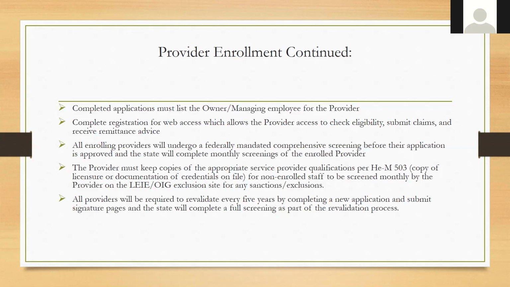All providers also are required to revalidate every 5 years, as I said, by completing a new application and submitting signature pages, and then we complete the screening. Now, if you are an enrolling group provider and you've given us the owner and the managing employees, we do the screening at the state and we do the monthly checks. That is how the state is functioning right now, so that the provider is not burdened with doing all of those. The state will take care of that for you.